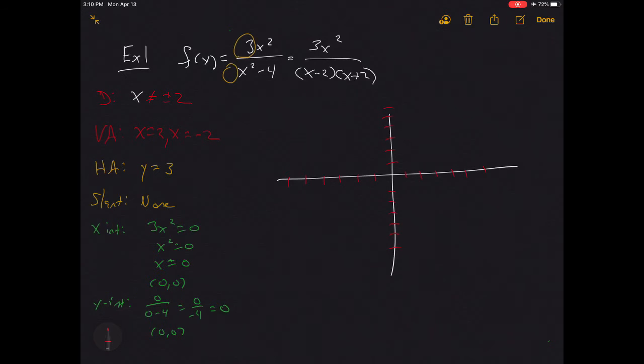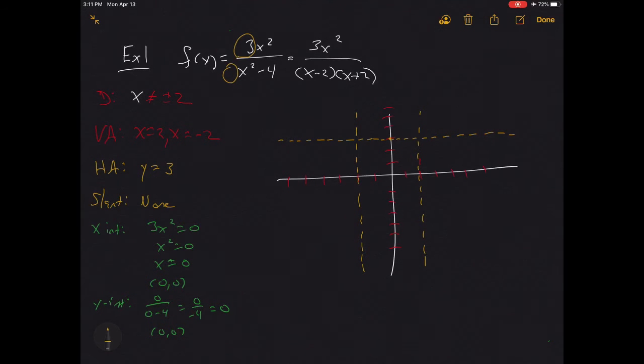All right, let's go ahead and plot our asymptotes. Vertical asymptotes are at x equals 2, which is right here, and x equals negative 2, which is right here. The horizontal asymptote is y equals 3. So 1, 2, 3. y equals 3 is right here. It'll be a dashed line horizontally. Those are our asymptotes.